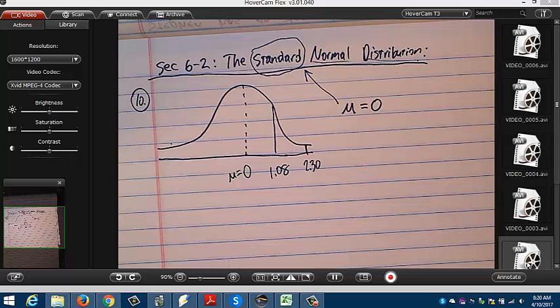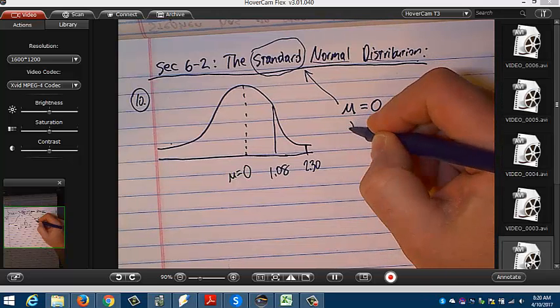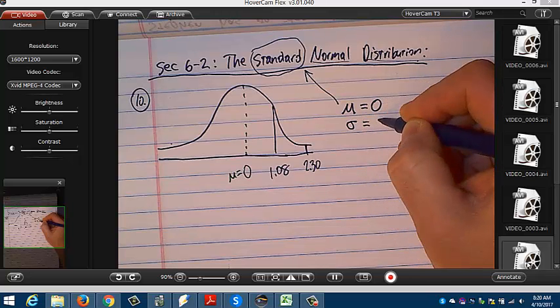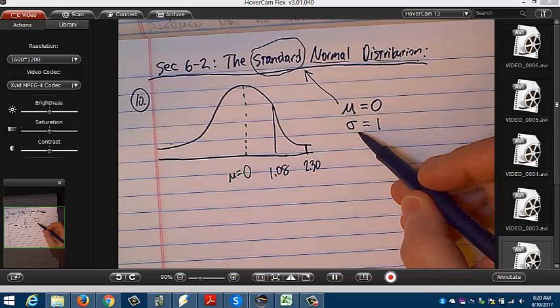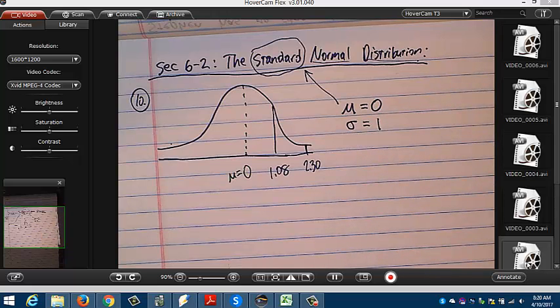Okay? Second thing is, I'm going to write this. Sigma equals 1. That's a lowercase sigma. By the way, what does that stand for, that lowercase sigma? That's standard deviation. Standard deviation is a measure of what? Distance from the mean. Yeah, it's telling you how spread out stuff is.